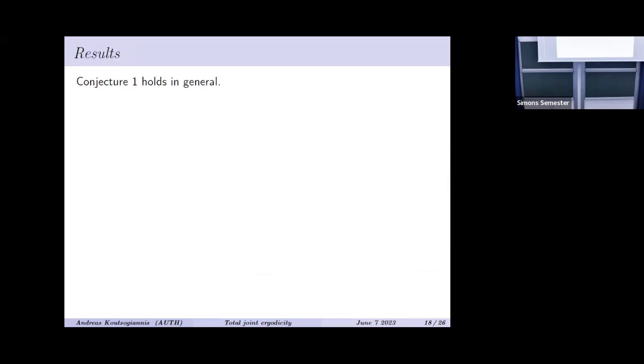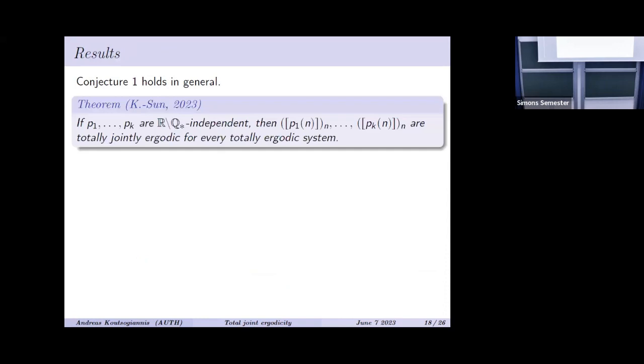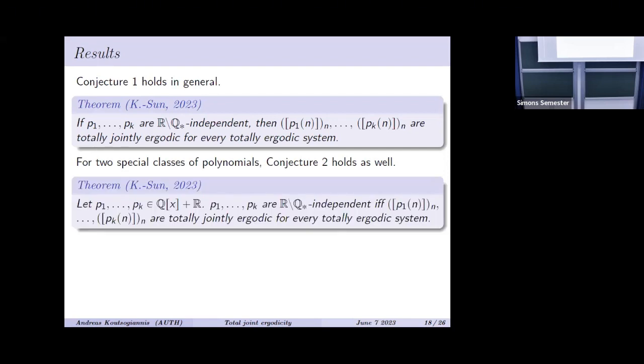And our result says that conjecture one is true in general. So what we have is that if you have R/Q* independent polynomials, yet again, any non-trivial linear combination with coefficients irrational or 0 has to have at least one non-constant irrational coefficient. If you have this, then the floor of P1(n) up to floor of Pk(n) are jointly ergodic, totally jointly ergodic for any totally ergodic system. And we also have two special classes of polynomials where conjecture 2 holds. And these are the following. If you have k rational polynomials, then these are R/Q* independent if and only if the floor of P1(n) up to floor of Pk(n) are totally jointly ergodic for any totally ergodic system.